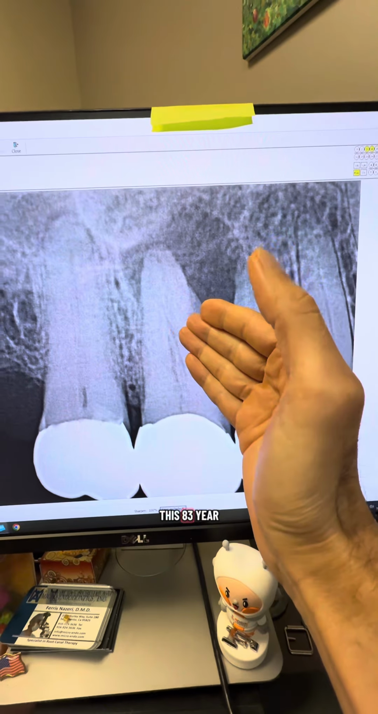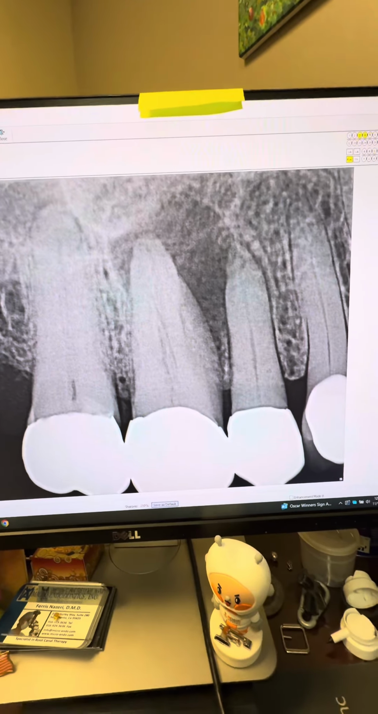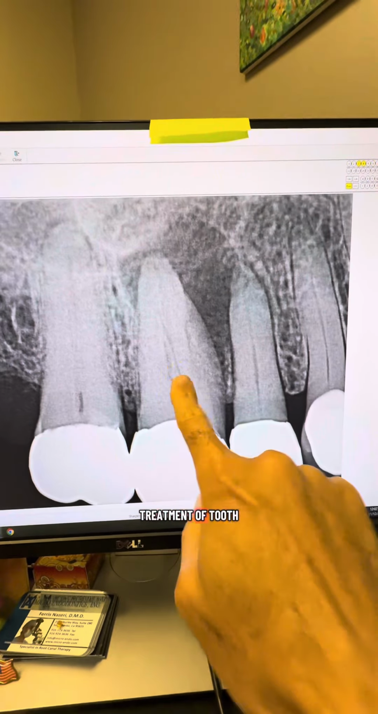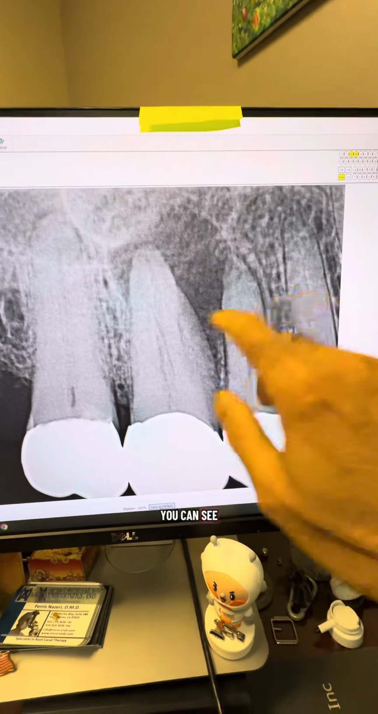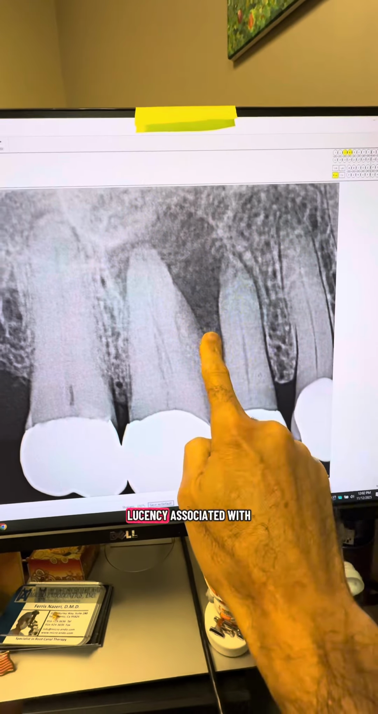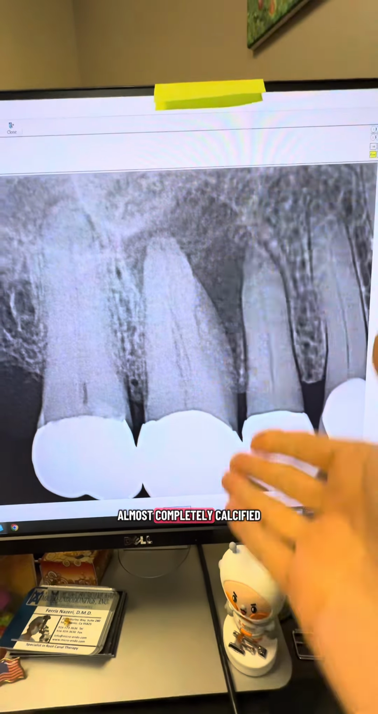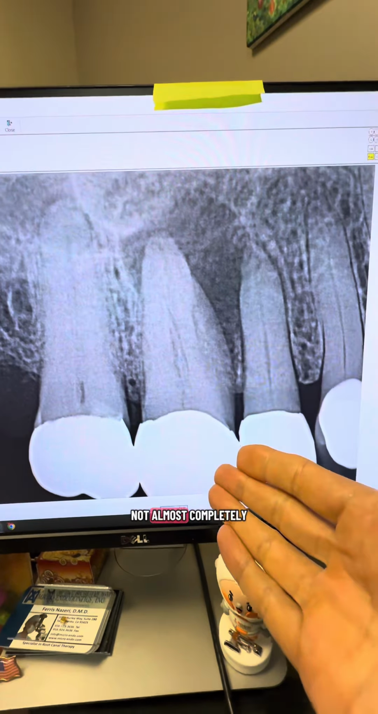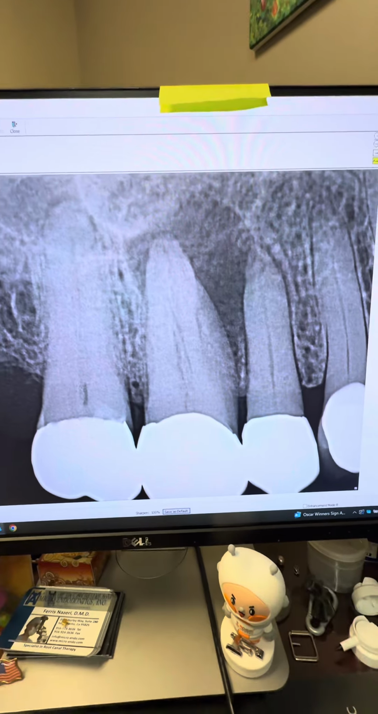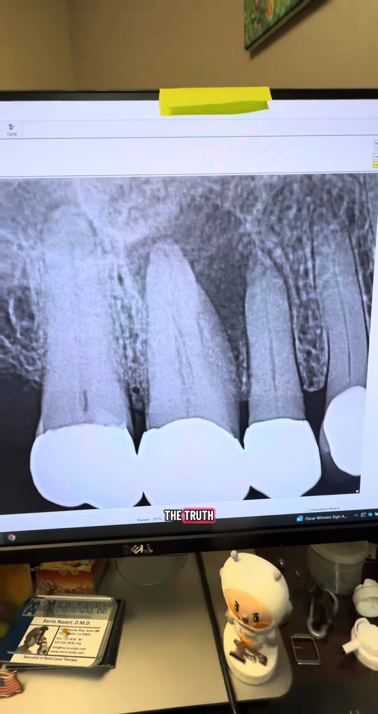This 83-year-old female patient was referred to me for endodontic treatment of tooth number 3. You can see a large periapical lucency associated with this tooth, and it is pretty much almost completely calcified. Not almost, completely calcified. Gold crown on the tooth.